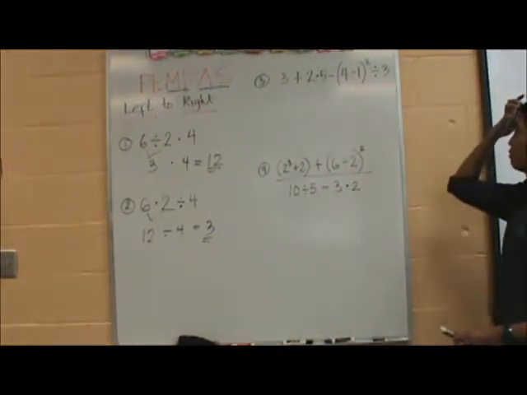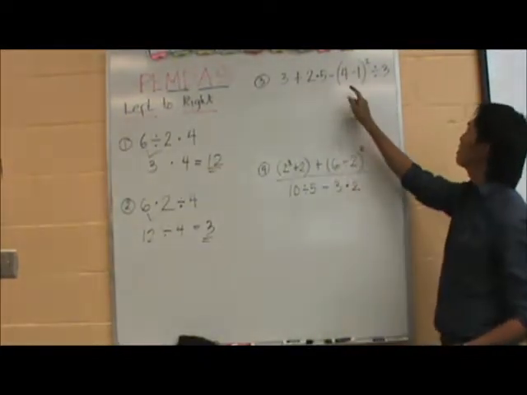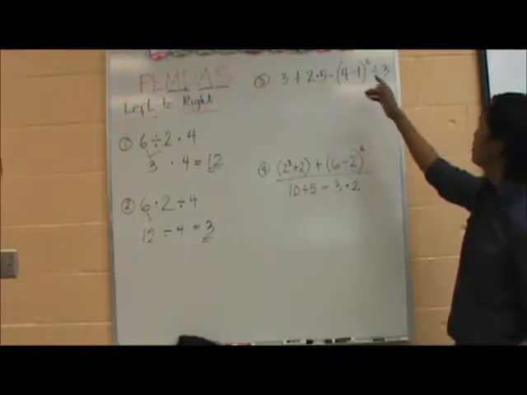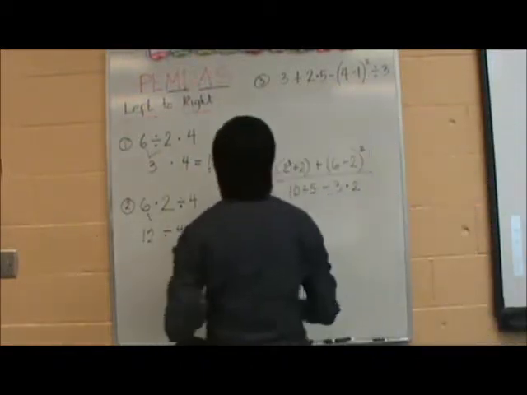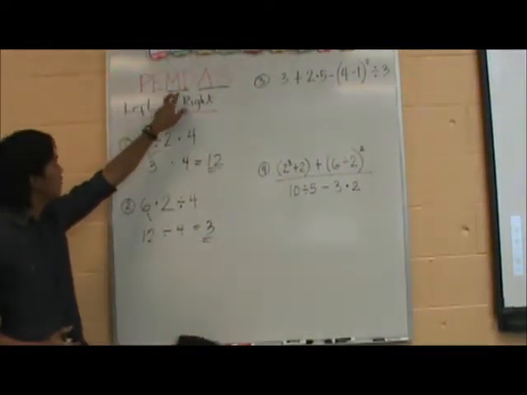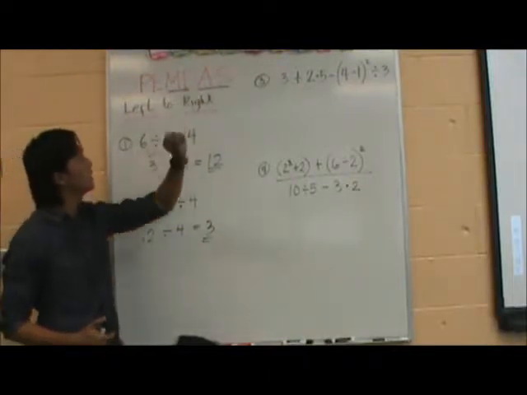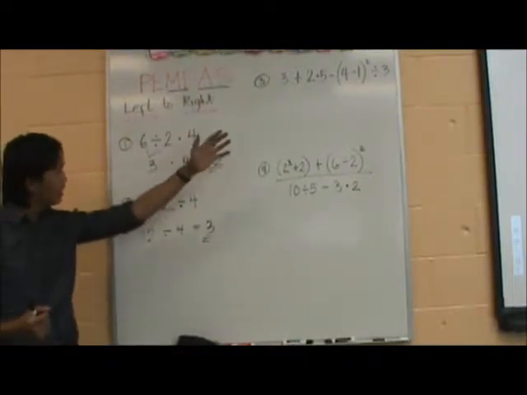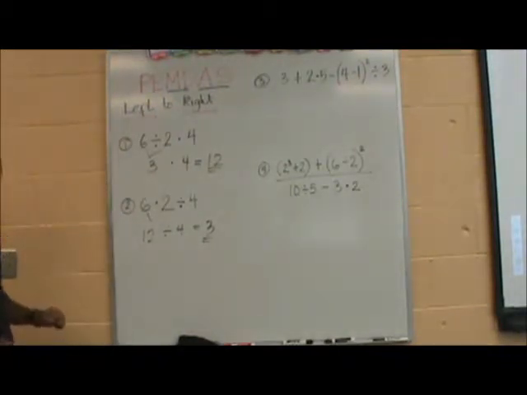And now for number 3, we have 3 plus 2 times 5 minus parentheses 4 minus 1 to the second power divided by 3. Now here we really need to pay attention to the sequence. Again, forget about the sequence between multiplication, division, and addition and subtraction, because we're going to talk about that again later, which is similar to the concept in 1 and 2.